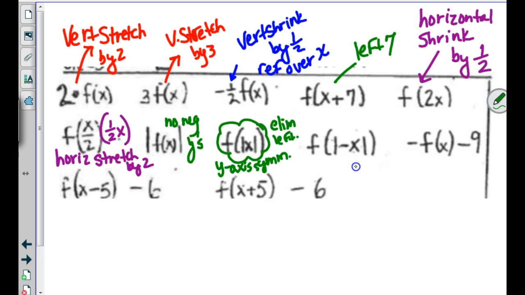Oh my goodness. Does anyone know what this would do? It would do this first. What does a negative inside do first? Reflect over what?